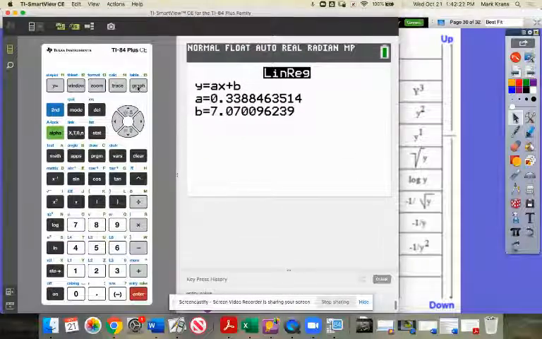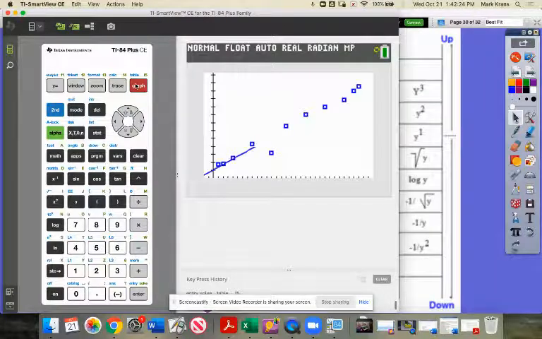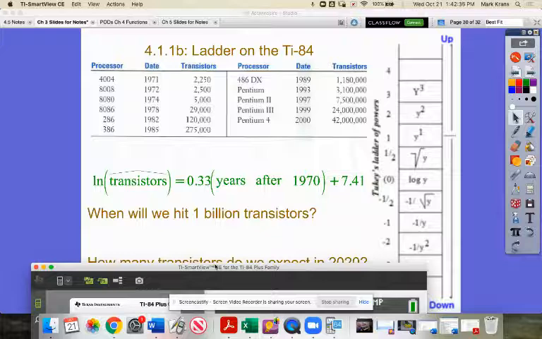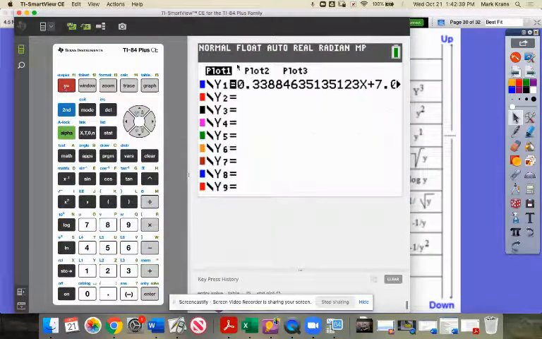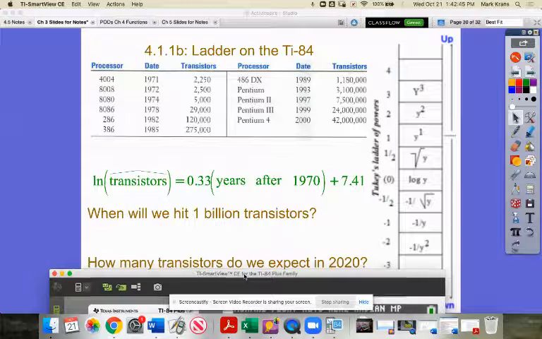So what's happening now is when I graph this, it's going right through the data points, okay? And it's a great predictor, except for that one stinking point. That's probably a typo. All right. Using our equation, though, it's not really a y equals. This is ln of y that I've actually put in there. And so my equation is natural log of predicted transistors equals 0.33 times years after 1970 plus 7.41.